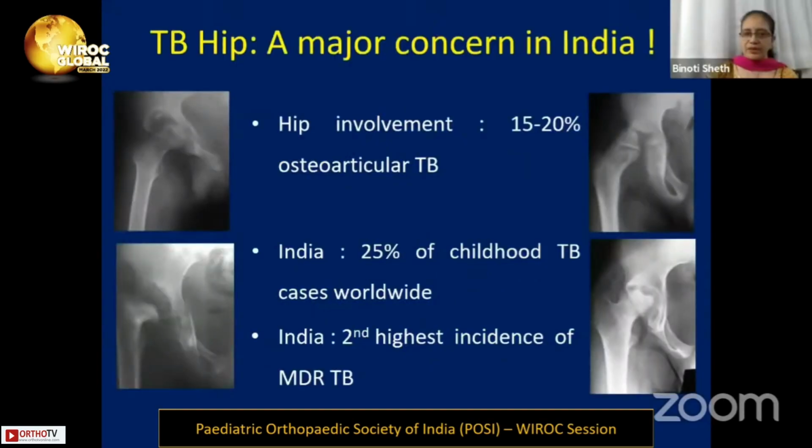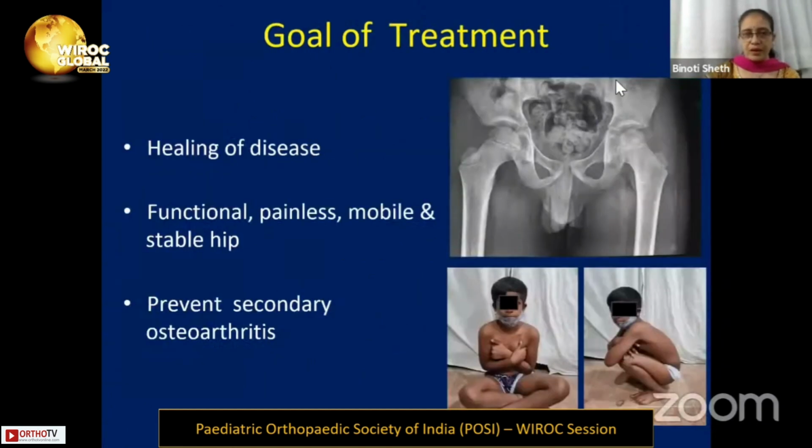As you know, hip involvement is seen in almost 15 to 20% of osteoarticular tuberculosis. And in India, we have almost 25% of all childhood TB cases worldwide, and almost the second highest incidence of multi-drug resistant tuberculosis. So it is really a great burden for India.